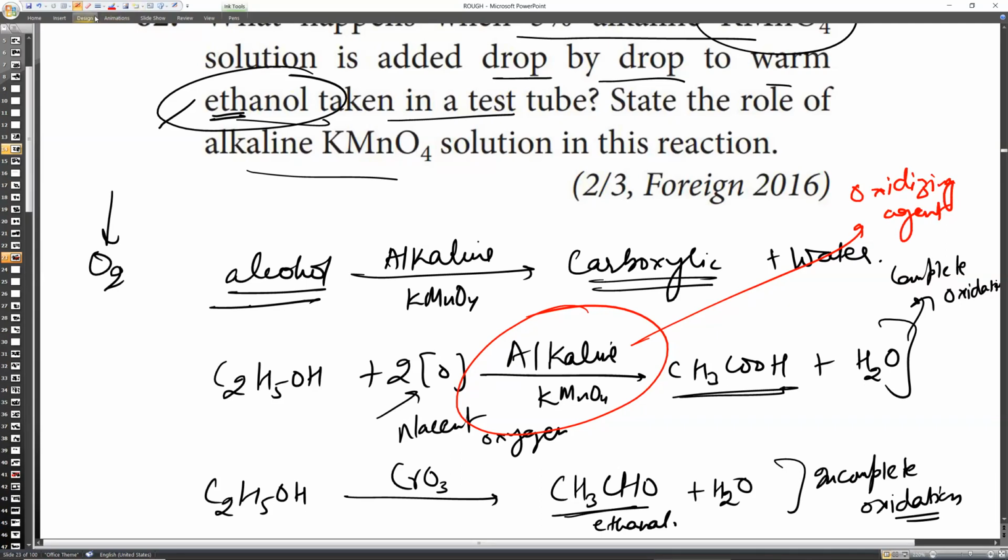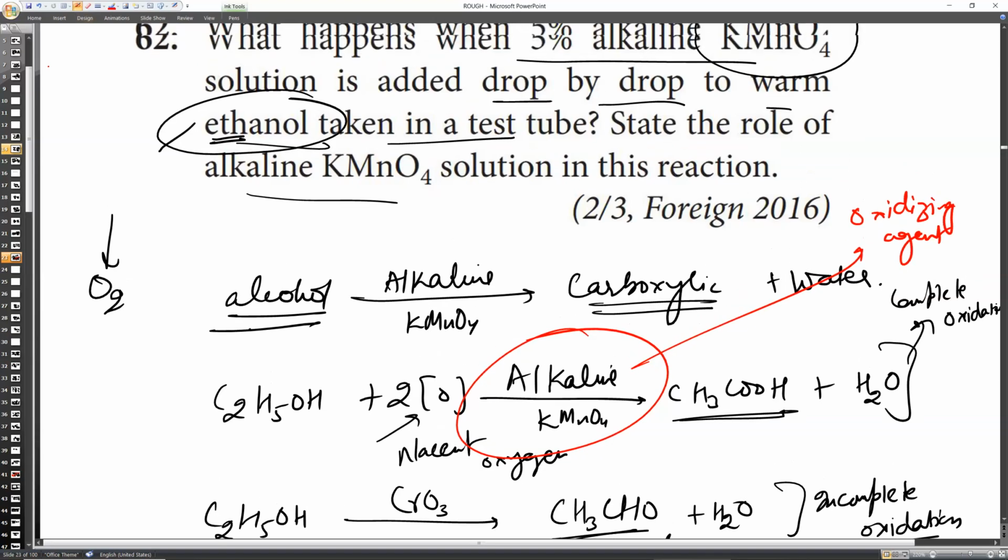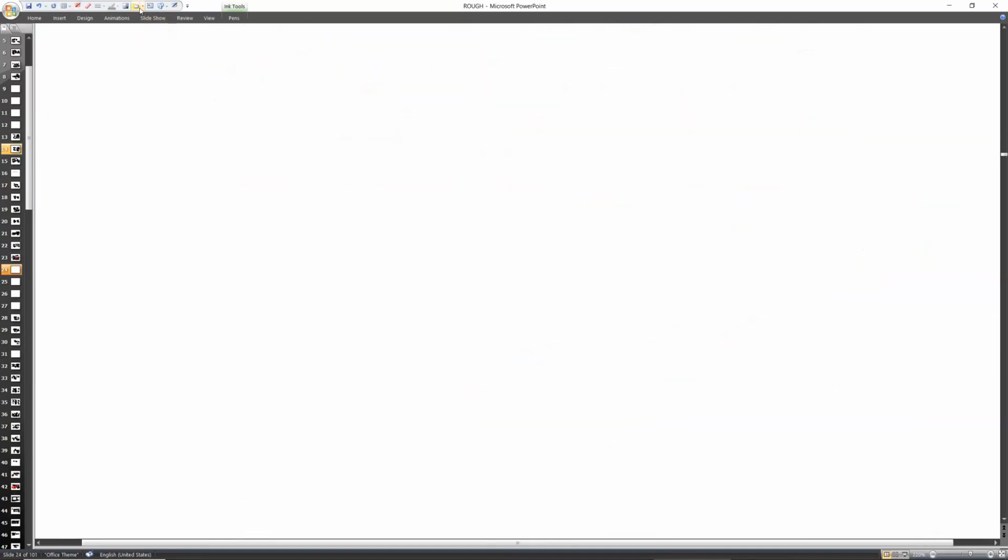What is a catalyst? Can anybody in the class tell me what a catalyst is? It increases the rate of a reaction without itself undergoing a reaction. Yes, this is very important. Very good.